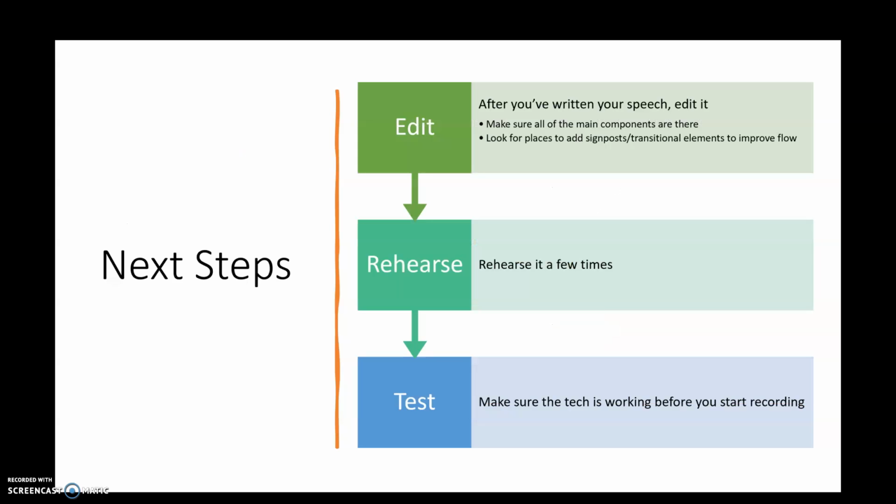And then after that, you want to edit what you've written to make sure all the main components are there. Look for places to add signposts and transitional elements to improve flow. Because remember, when you're reading a speech or performing a speech, you don't have those paragraph breaks that are visual for the reader to see like you do in an essay. So the audience has to have something to help them figure out how to get from point A to point B. You do want to rehearse it at least a couple of times so that it doesn't look like you're reading off of the screen, and it'll sound more natural, more conversational. We'll talk about that later with conversational tone and why that's important, but you do want to do that.